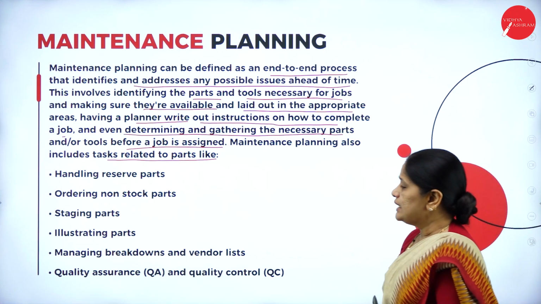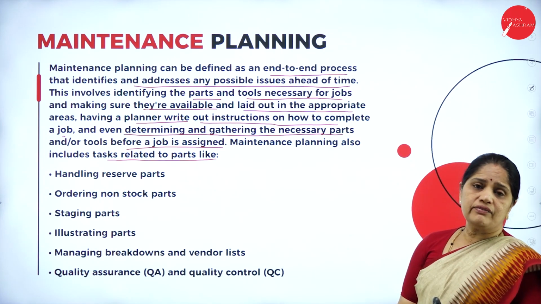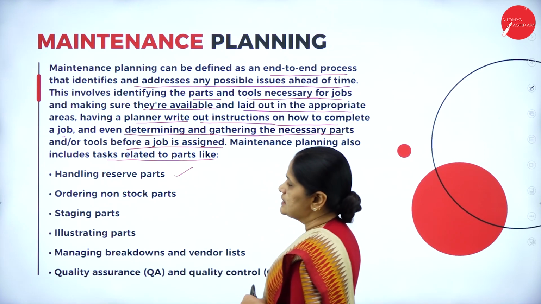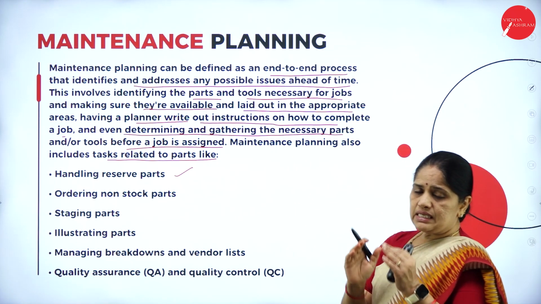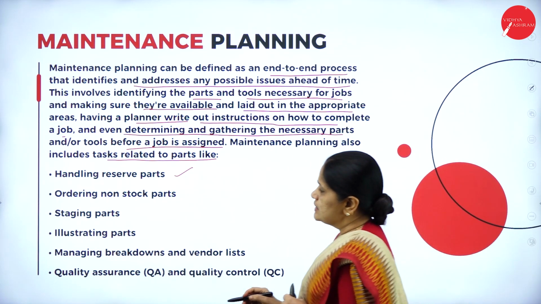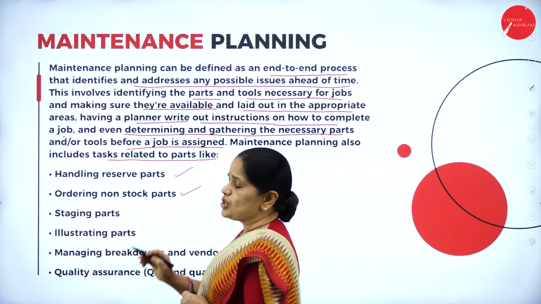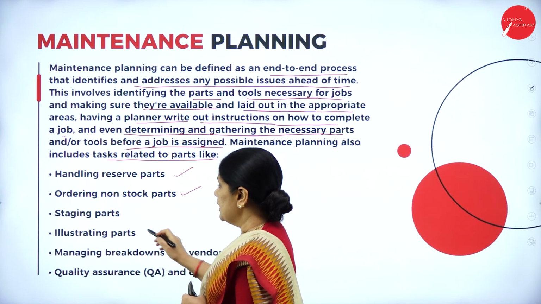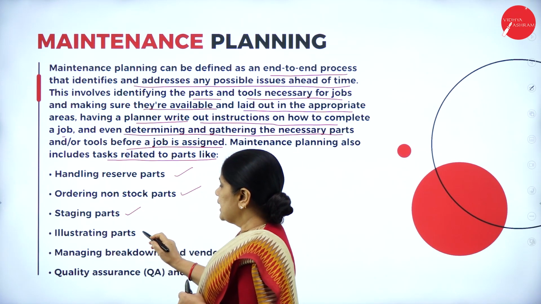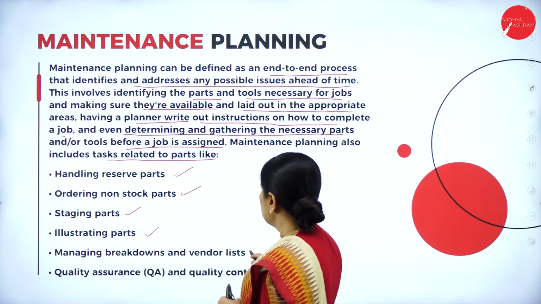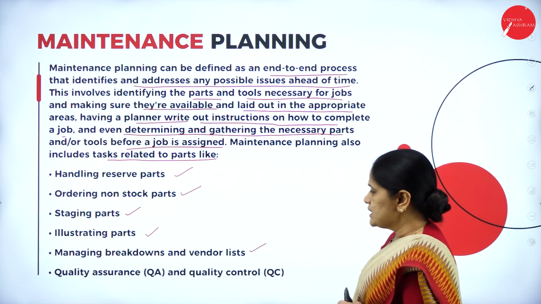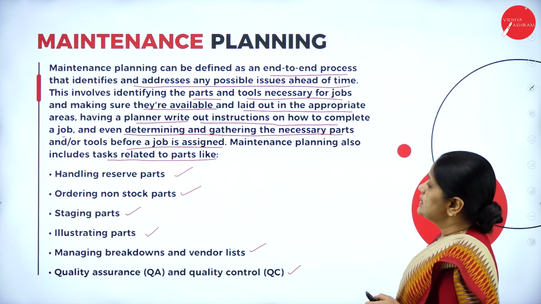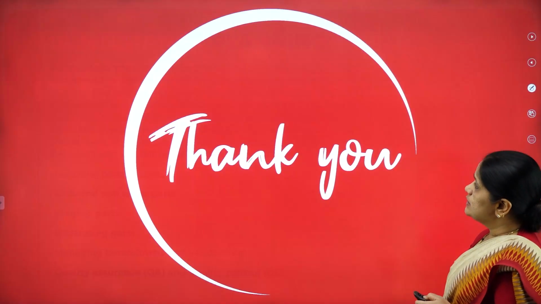Then in this maintenance planning, what are the various things we have to handle? First one is handling the reserve parts. So you have the parts in reserve. How do you handle that? Second one is ordering non-stock parts. So all those parts which are out of stock, we have to order. Then staging parts, illustrating parts, managing breakdowns and vendor list, and quality assurance and quality control. So these are the various ways of maintenance planning.